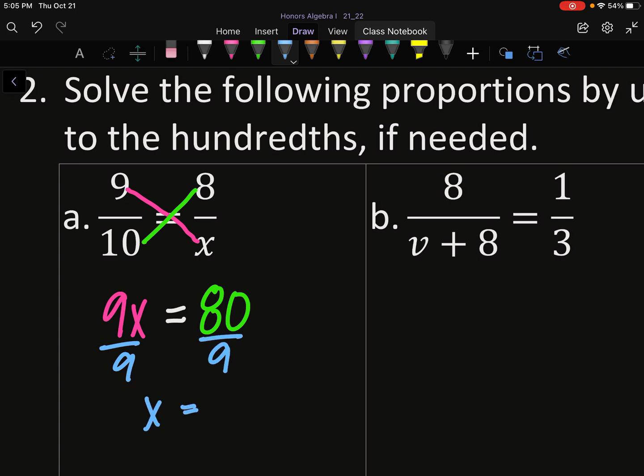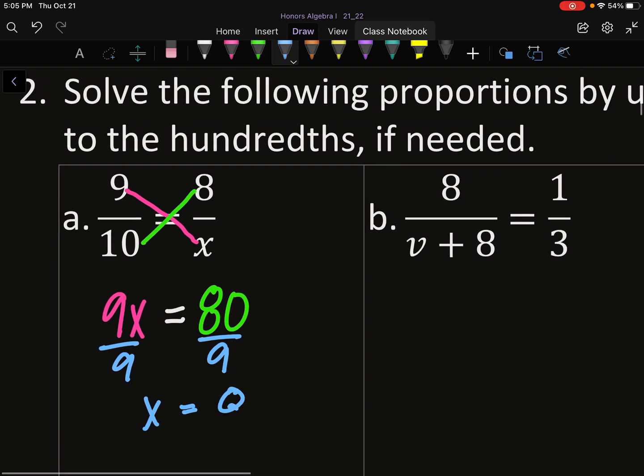And then I should be a master at solving these one-steppers. So x is equal to, it looks like it's just 80 over 9, but it says round to the nearest hundredth. So 80 divided by 9 is 8.89. Okay, either one would work. On formative, I tell you where to round if needed.